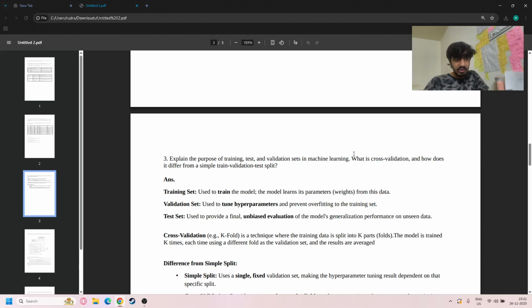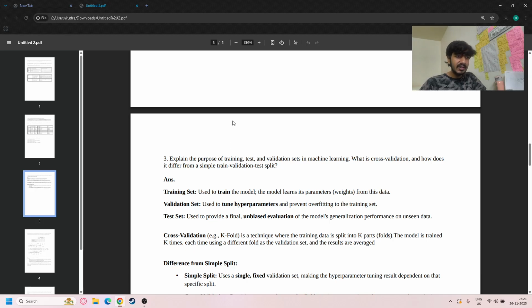The second part of the question was, what is cross validation and how does it differ from a simple validation test split? So cross validation is a technique where data is split into k parts. K is any numeric value and the model is trained k times, each time using a different fold as a validation set. Now what was a validation test? It was trying to prevent overfitting on the training set. So cross validation does the same thing but k times.